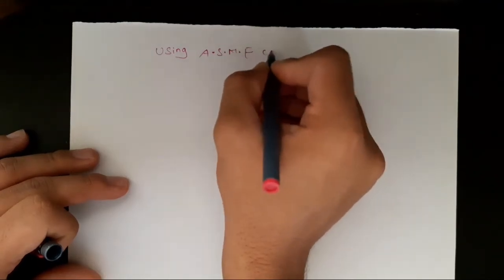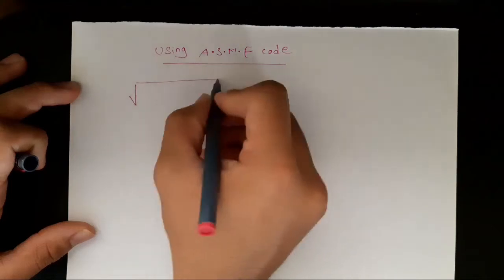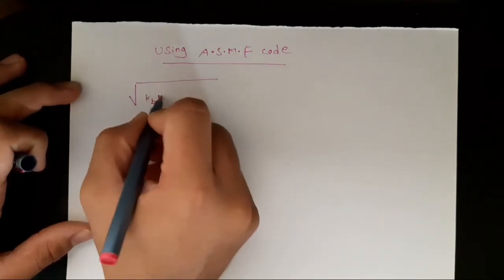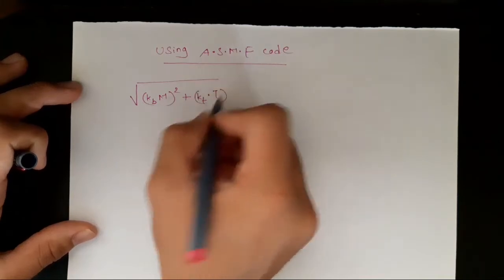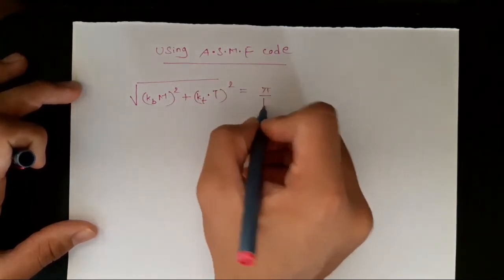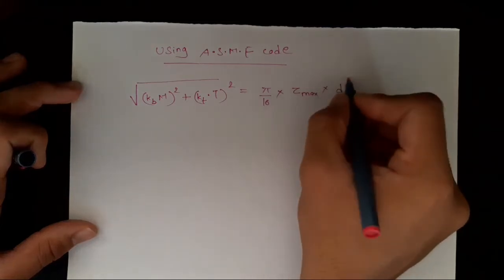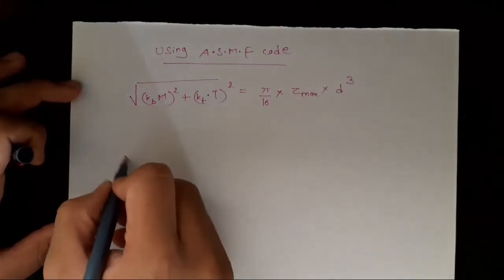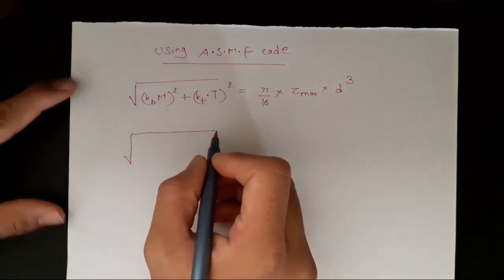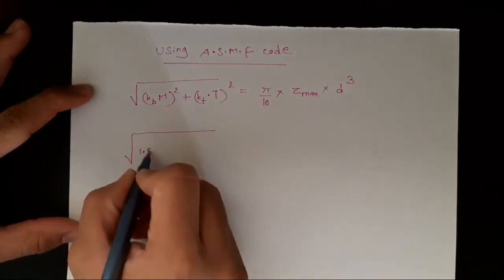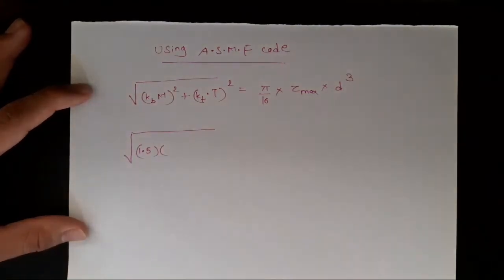Using the ASME code, we can get the diameter, that is, under root of (Kb into M) the whole square plus (Kt into T) the whole square, which equals pi by 16 into tau max into d cube. What is the value of Kb for gradually applied load? That is 1.5. What is the value of M? M is given in the data, that is 500.